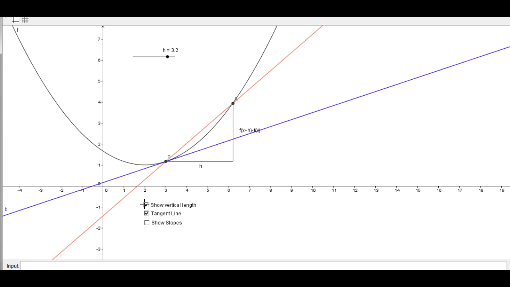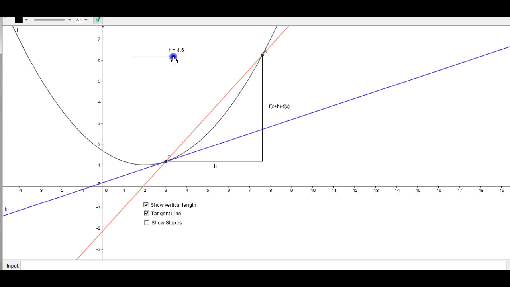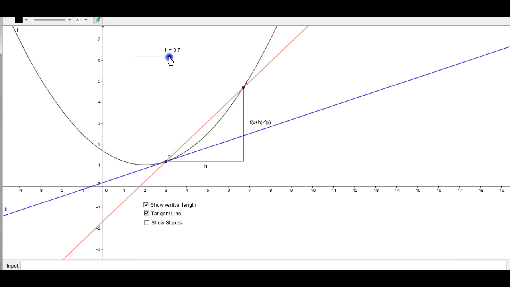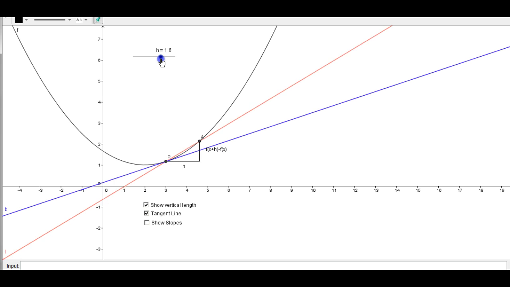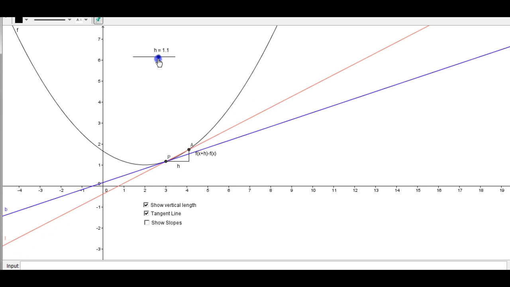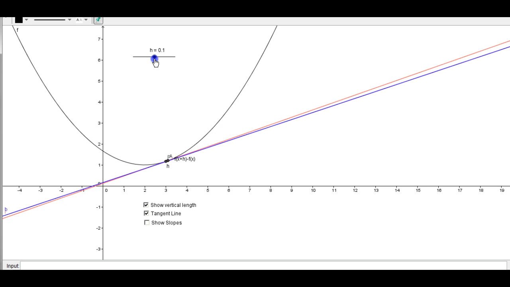And what we want is the limit as h approaches 0. So right now h is 3.2. If I go up here and grab the h slider, you can see that's just moving further away. As we move closer and closer, the slope of the secant line approaches the slope of the tangent line until h is 0. And then here we are, and I can show you the slopes.